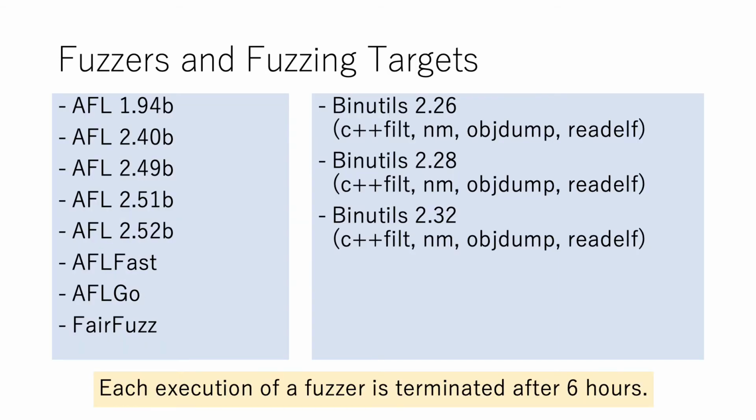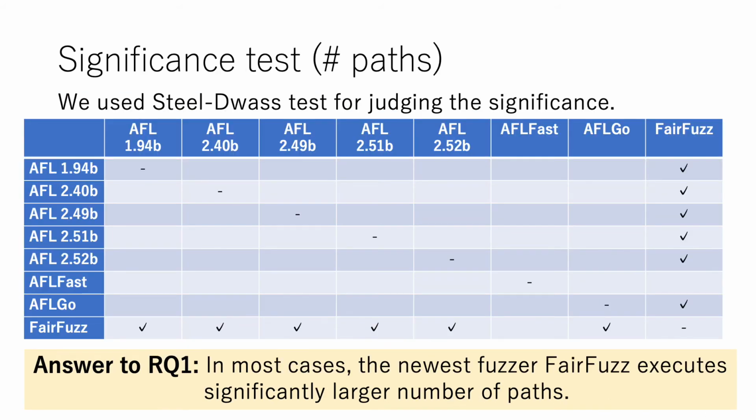In this study, as the existing fuzzers, we use 5 versions of AFL, and also we use AFLFast, AFLGo, and FairFuzz. As fuzzing targets, we use 3 versions of binutils. Each execution of a fuzzer is terminated after 6 hours.